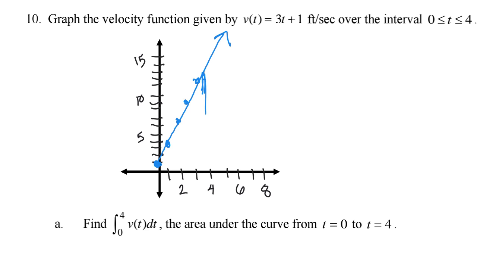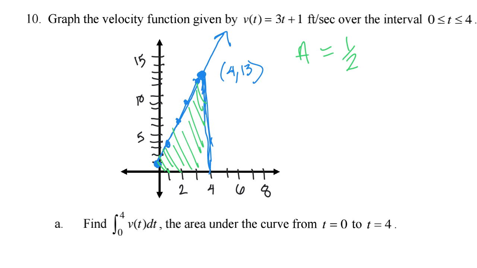Not quite drawn to scale, but let's drop that perpendicular there. We are looking for the area under this curve. And I know that this point right here is actually at 13, because 4 times 3 is 12 plus 1 is 13. Okay, so this is my trapezoid that we're going to find the area of. How do you find the area of a trapezoid? Area equals 1/2 the height times the sum of the bases.